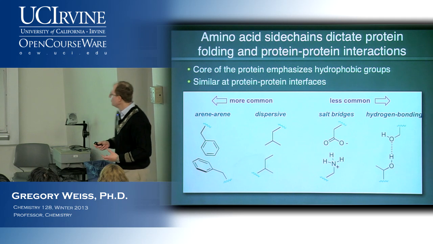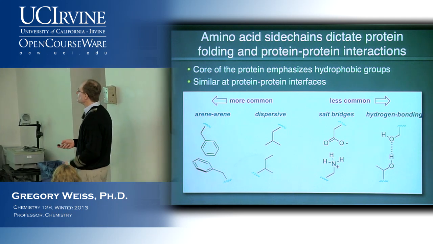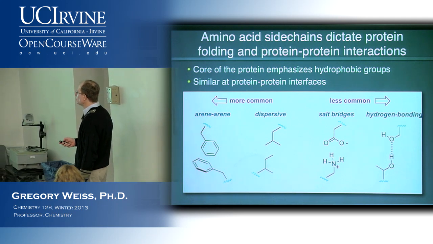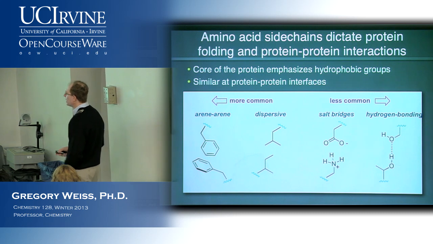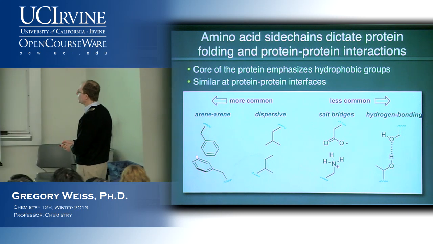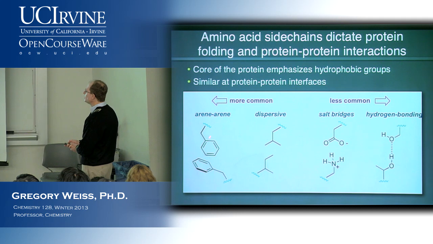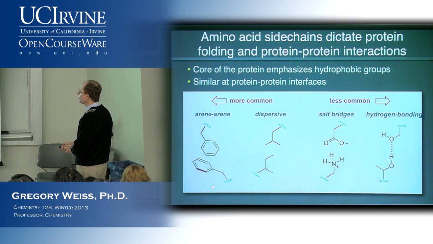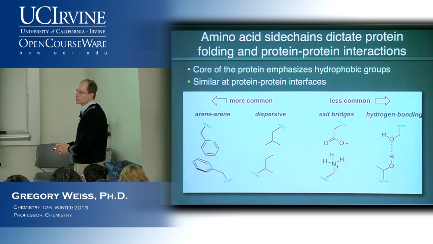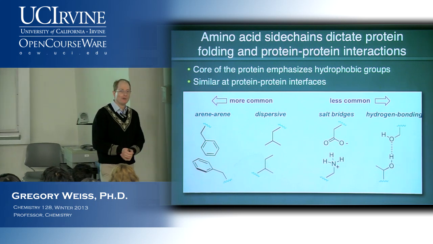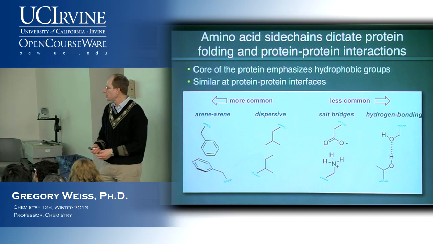So let's talk a little bit about the specifics of those interactions from one side chain to another. What we find when we look at this is that the strongest ones are most common. That's the point of the previous slide. And the strongest ones are typically things like aromatic functionalities binding to aromatic functionalities. And note that I'm showing this as an edge-to-face interaction. That's a very common mode for side chains to interact with each other.